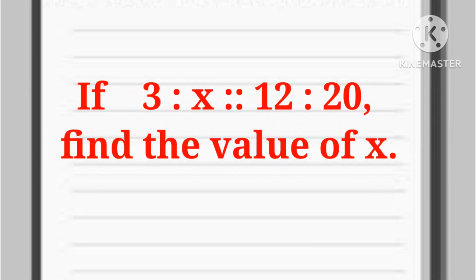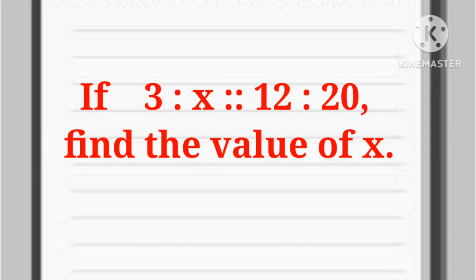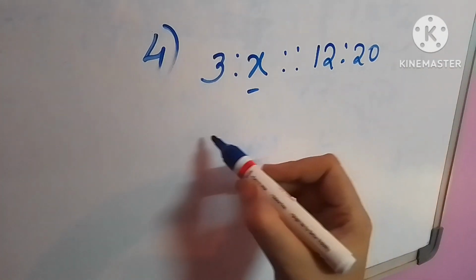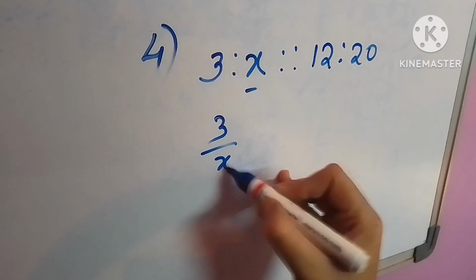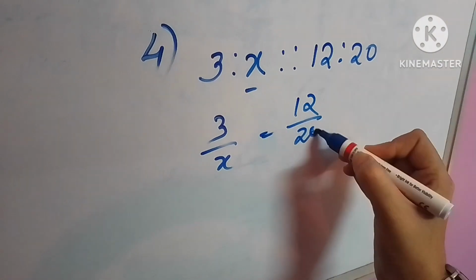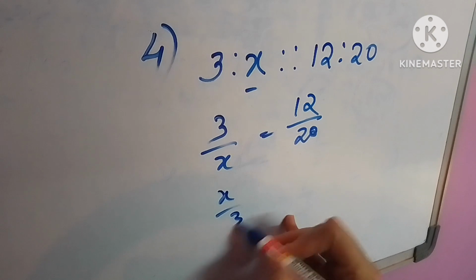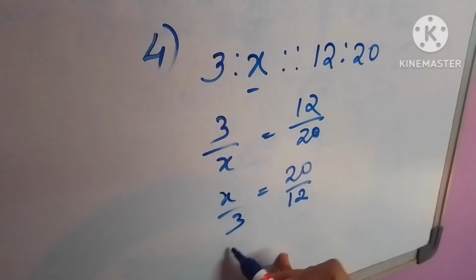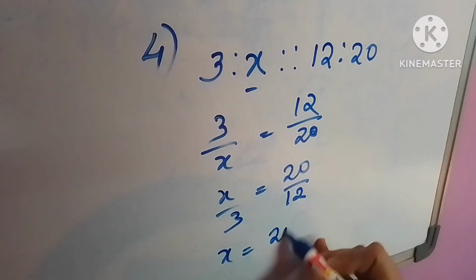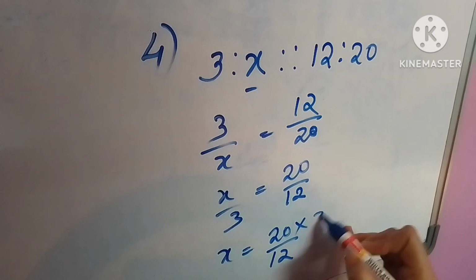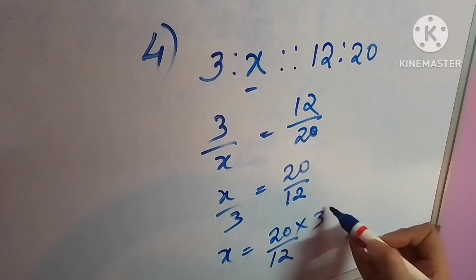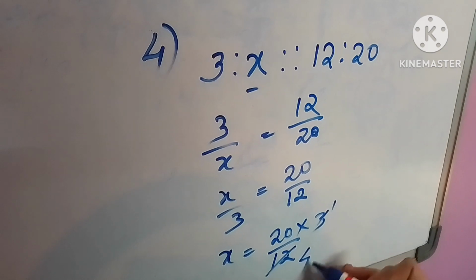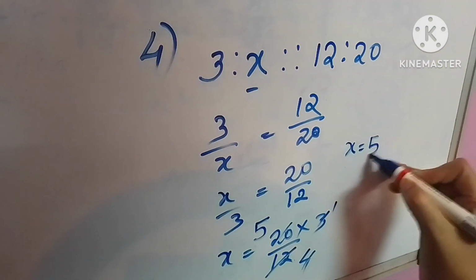Now let's discuss an interesting sum in an algebraic way. If 3 is to x proportionate to 12 is to 20, find the value of x. Here the sign proportionate means equal to, so the fraction 3 by x will be equal to 12 by 20. From here we have to solve the equation to find the value of x. From this equation we get the value of x as 5.